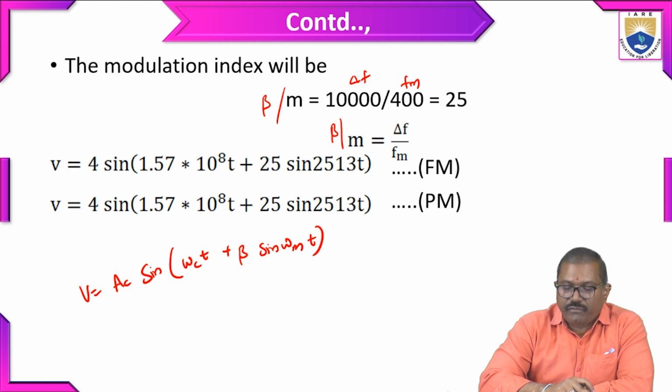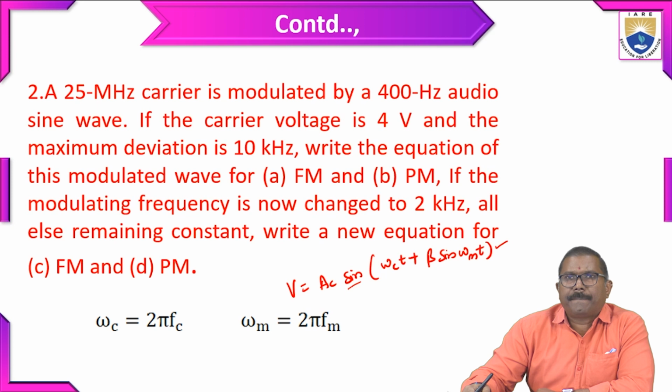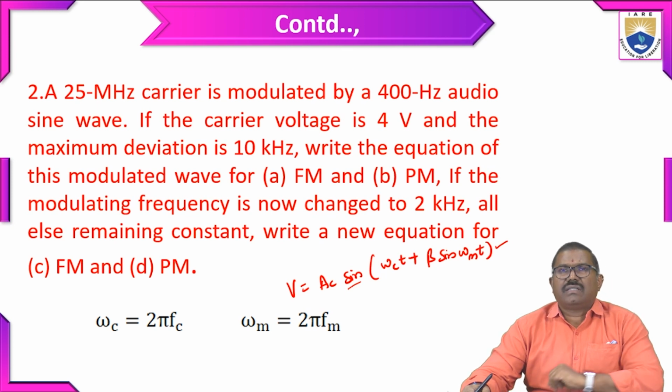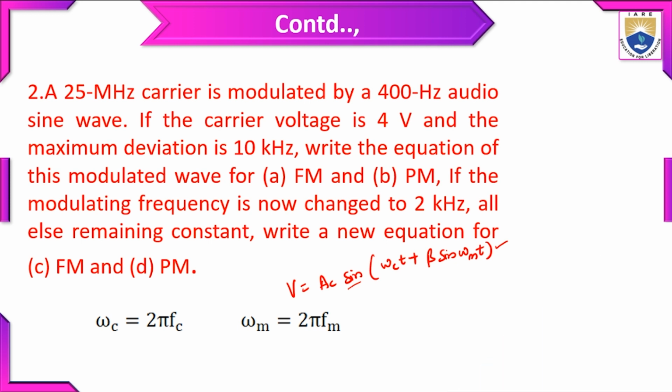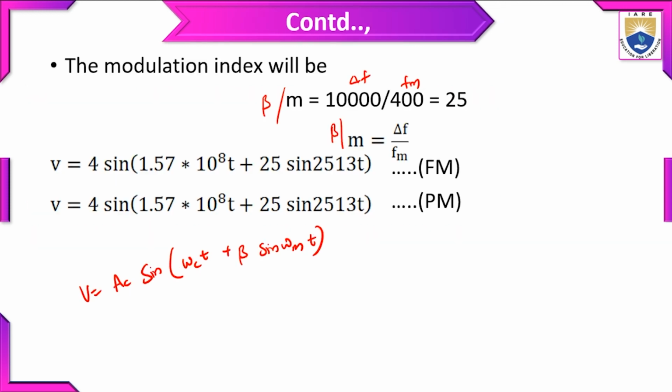Now placing the values in the expression. FM: V equals Ac sine of omega c t plus beta into sine omega m t. What is omega c? That is the angular frequency. They have given fc as 25 megahertz, and fm is 400 hertz. So omega c is equal to 2 pi fc. The value of pi is 3.14, so 2 pi you can take as 6.28 radians.